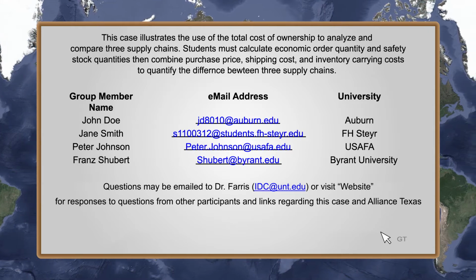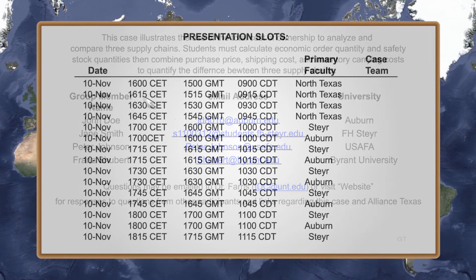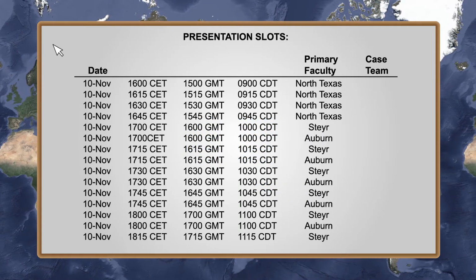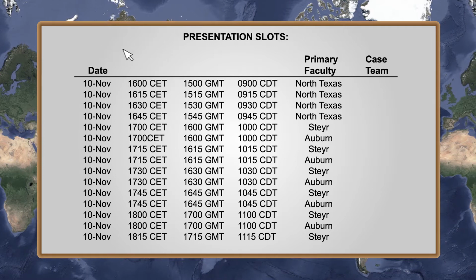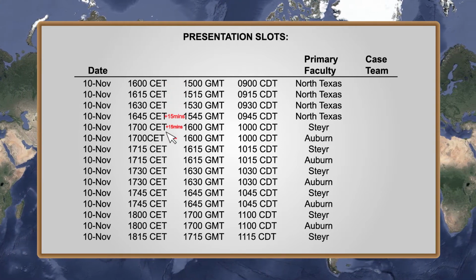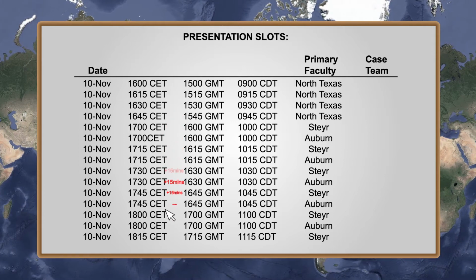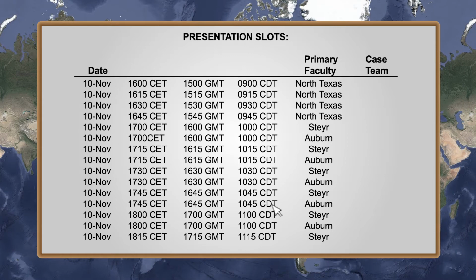The website is also used as a vehicle for your team to sign up for presentation times. Here's an example of the web page after some student groups have committed to a time slot. Faculty judges have allocated 15-minute time slots to view presentations. The assignment of these time slots is on a first-come, first-served basis.